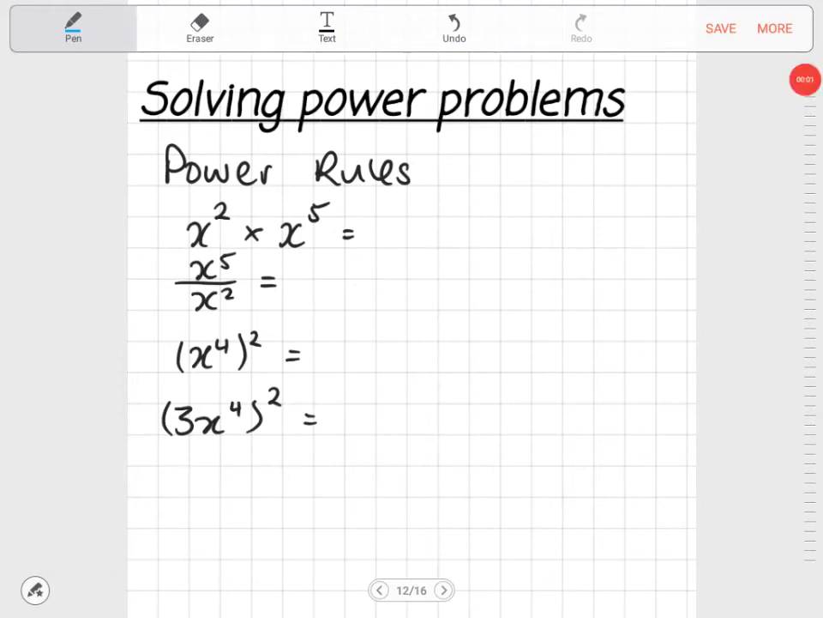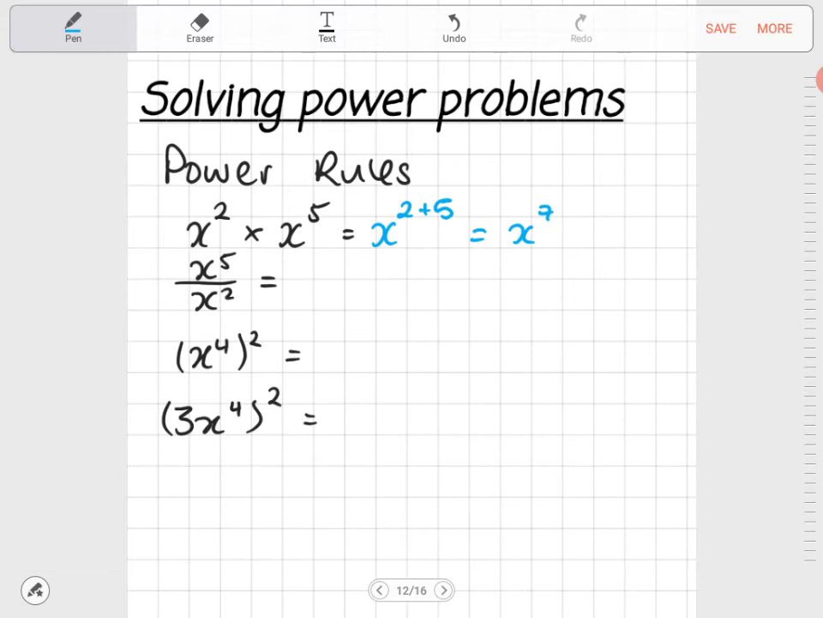In this video we are going to look at algebra problems when they have powers and how to solve them. So first step is to look at our power rules. So our power rules, when we have x squared and we're multiplying that to x to the 5, what we need to do is add those powers. So we're going to add 2 and 5 together and we're going to have 7. So it's going to be x to the power of 7.